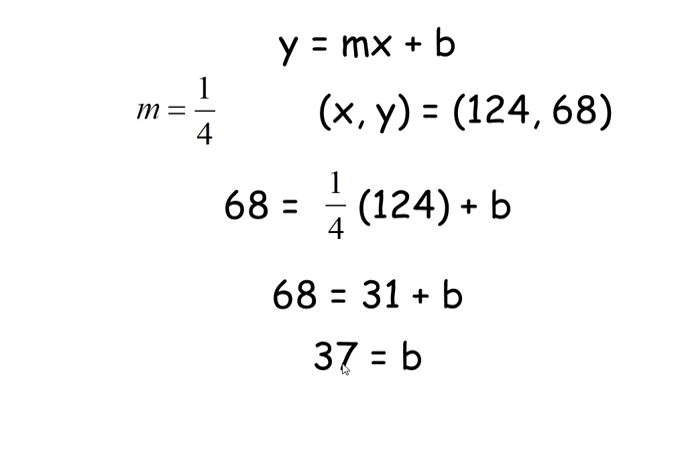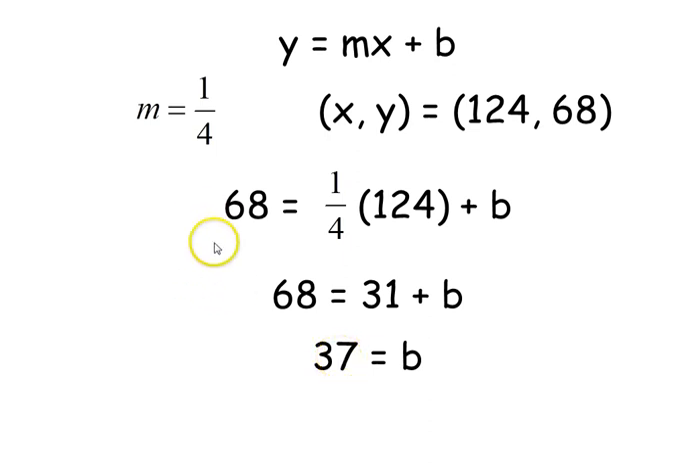So what this b means is that when crickets don't chirp at all, when the x is 0, y is 37. So when crickets don't chirp at all, it is 37 degrees. And from there on out, below 37, they do not chirp.